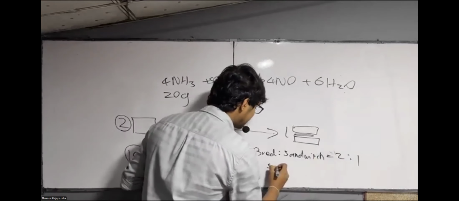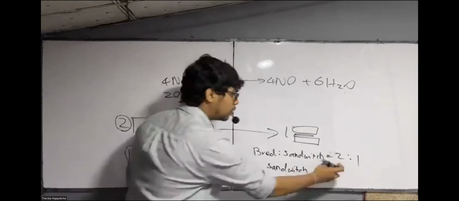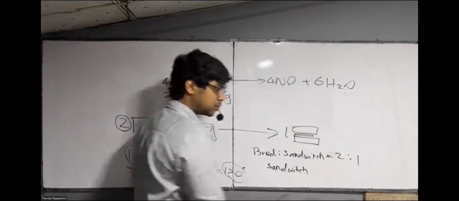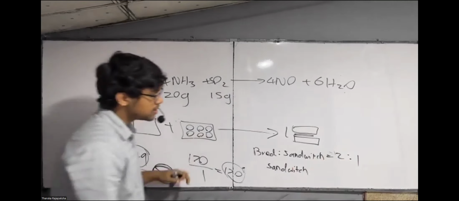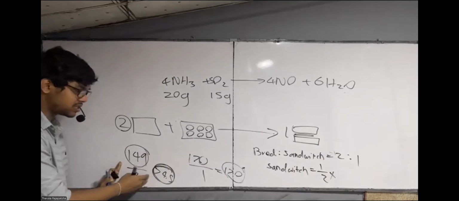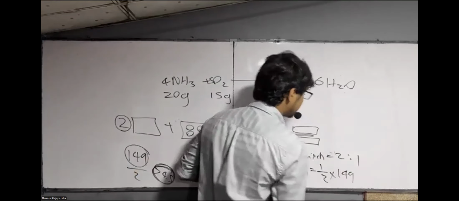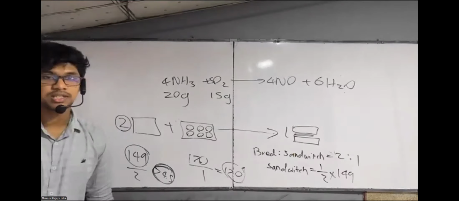Therefore, for the amount of sandwich I can form, I told you how to take a ratio, and then 1 divided by 2 you have to take. I told you that one, right? So it's going to be half multiplied by 149. So that's going to be the amount of sandwiches you can make.